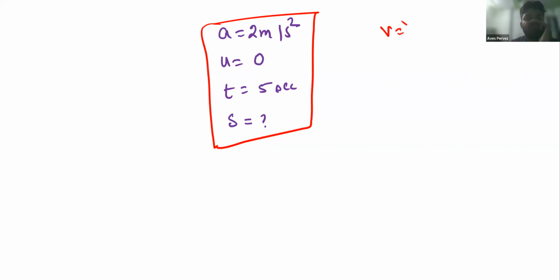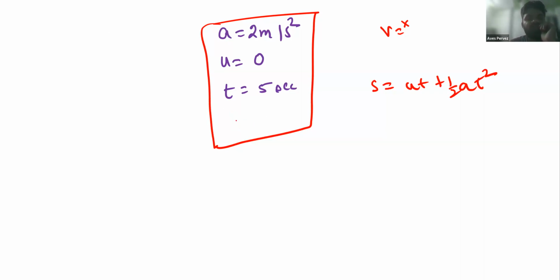So V is neither given nor being asked, meaning in the question it is not being asked to calculate. In which equation is V neither given nor been asked? The second equation. We can solve this numerical problem by using the second equation.